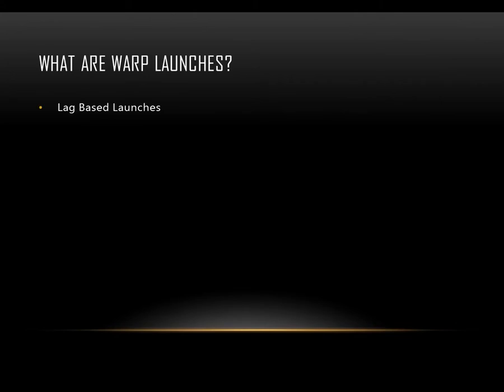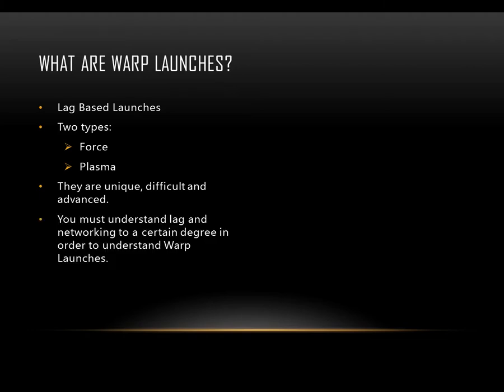What are warp launches? Warp launches are lag-based launches, and there are two types: force warp launches and plasma warp launches. Warp launches are unique, difficult, and advanced. You won't see them in the average server, and you probably don't know about them if you haven't been actively stunning in Halo PC. They aren't really possible on Xbox either, so in order to do warp launches, you must understand lag and networking to a certain degree in order to understand them.